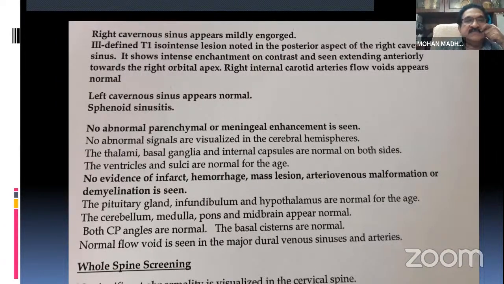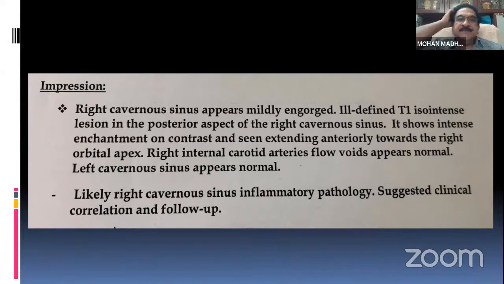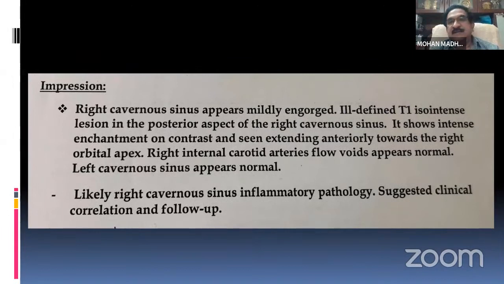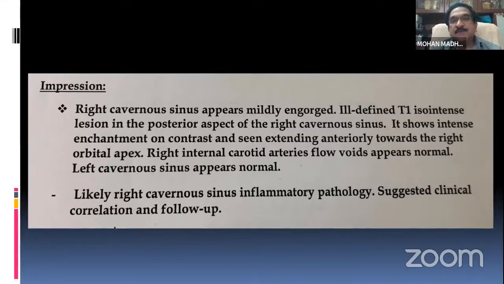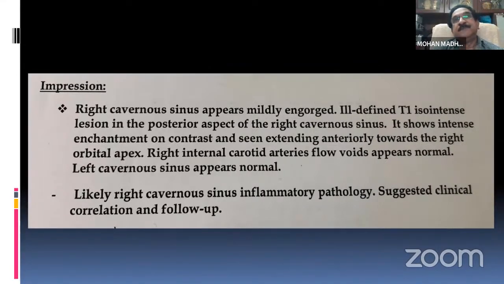So the report was like this. Right cavernous sinus appears mildly engorged, with an ill-defined T1 isointense lesion in the posterior aspect of the right cavernous sinus. It shows intense enhancement on contrast and is seen extending anteriorly towards the right orbital apex. Right internal carotid artery flow-voids appear normal. Left cavernous sinus is normal. Likely right cavernous sinus inflammatory pathology; suggest clinical correlation. So, what do you think about that finding?